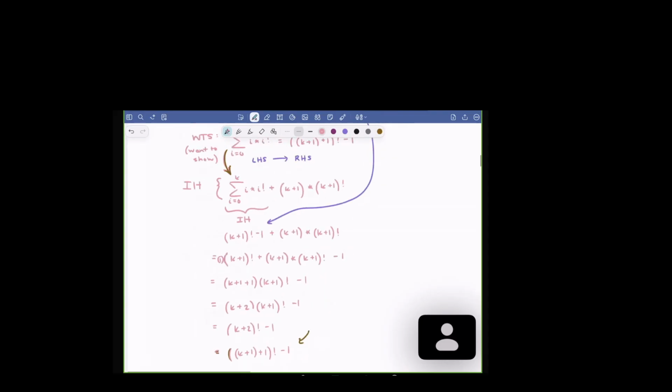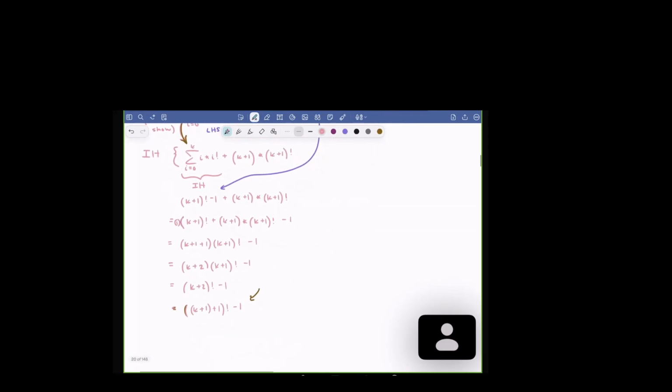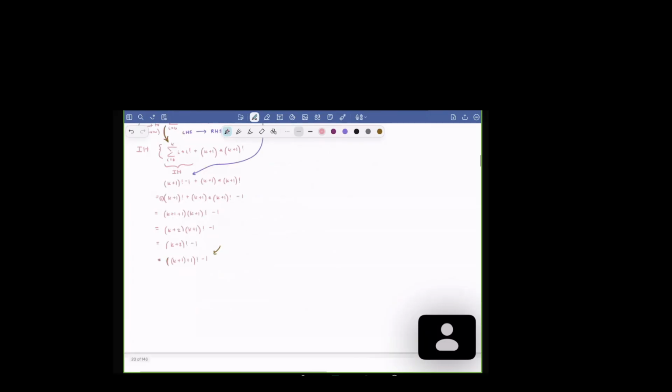With induction, be comfortable with factoring things out, especially so you can manipulate the expression in a way that you get what you want. Okay. Any other questions?